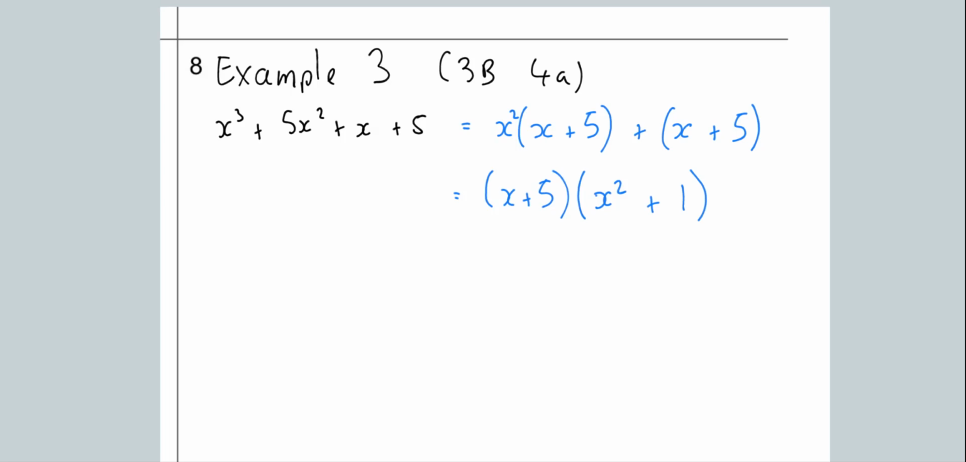And so that's the solution to 3B4A. x plus 5 times x squared plus 1. It's more complicated, but it is factorized because we've gone from the addition of a bunch of things to a product of two expressions. And so we would consider that factorized. And I'll leave this video here.